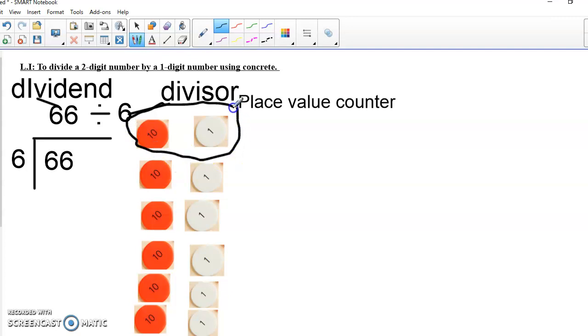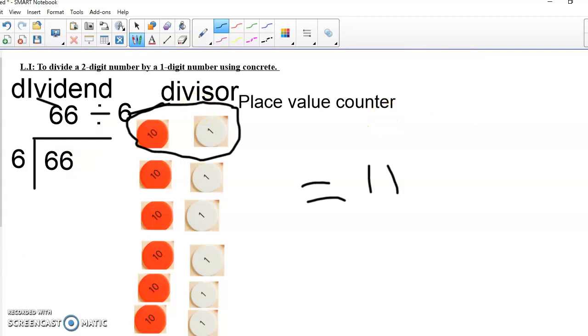So what is this number making? I have a ten and I have a 1, which gives me, I'm going to put my equals, 1 ten, 10, and 1 one, which gives me 11. So this is how to teach children dividing using a place value counter for them to understand what actually is happening with the numbers. So you are dividing 60 by 6, so basically 6 groups, and then you are dividing 6 ones by 6, and that will give you 1 one. Then you add them up.